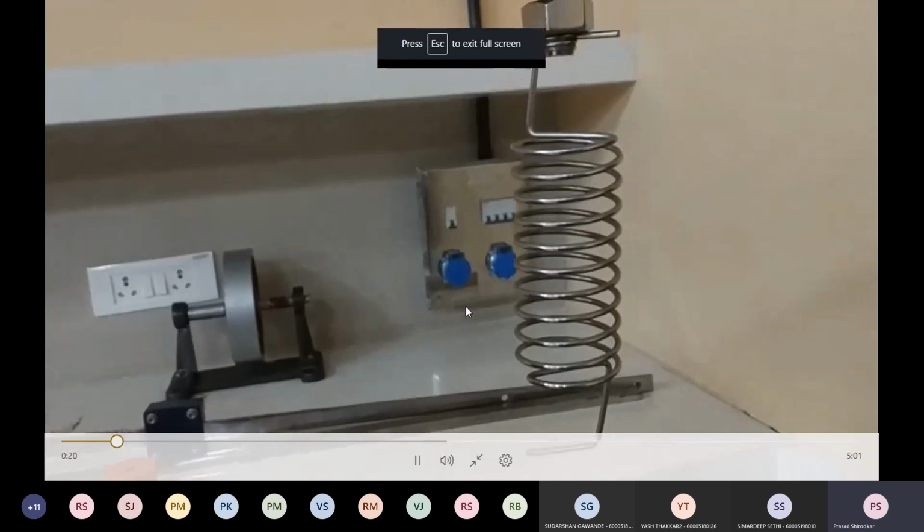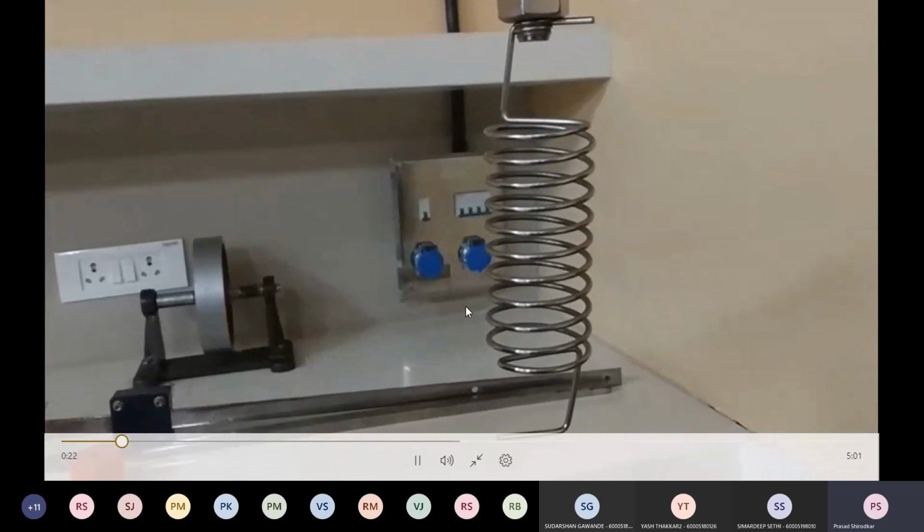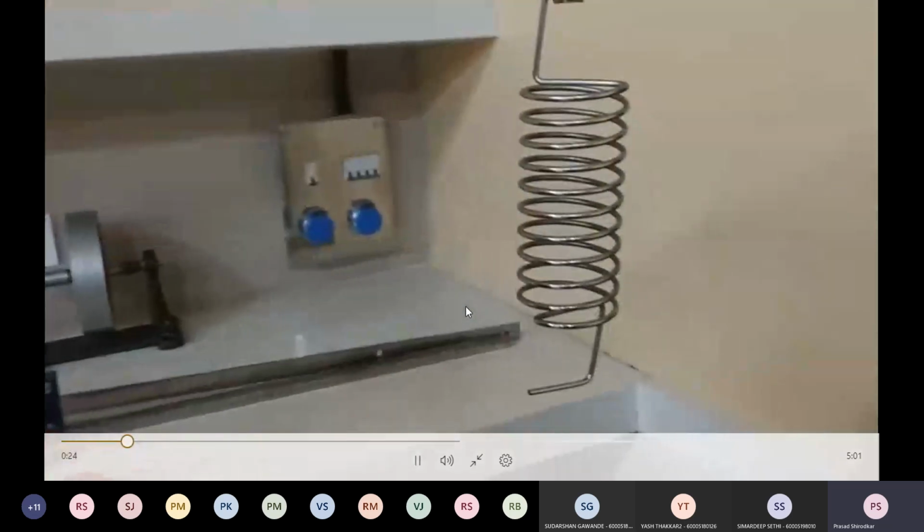Okay, so this is a helical spring. The first thing is we are going to find the stiffness. To find the stiffness, we are going to measure the initial length of the spring. So go ahead and measure the initial length on the scale.